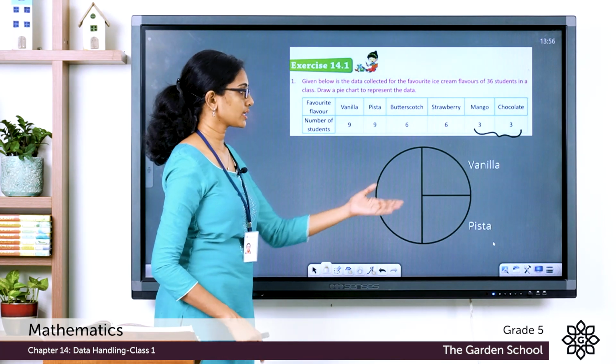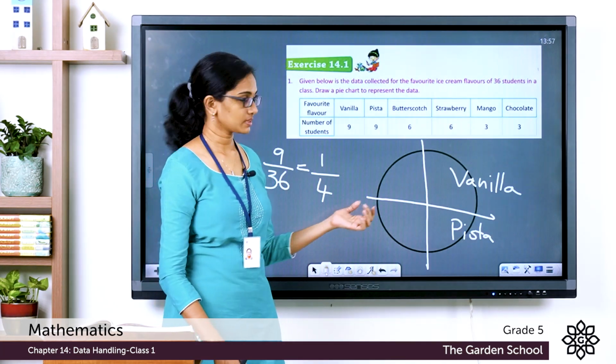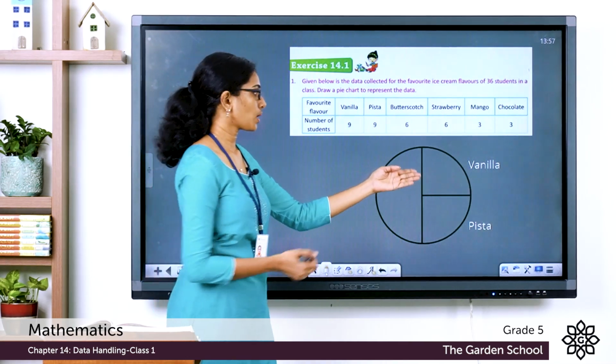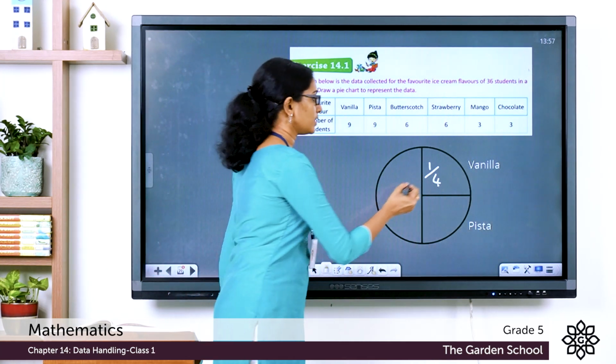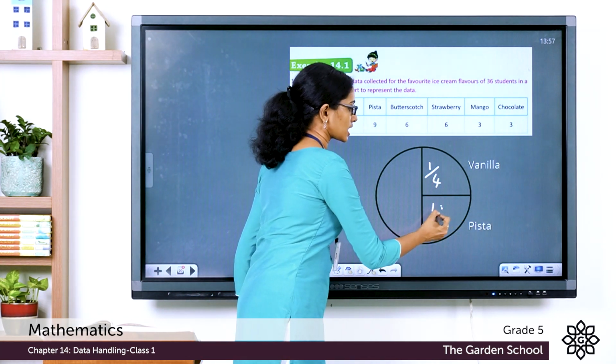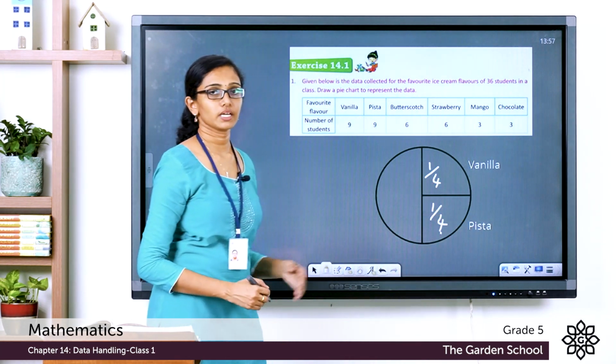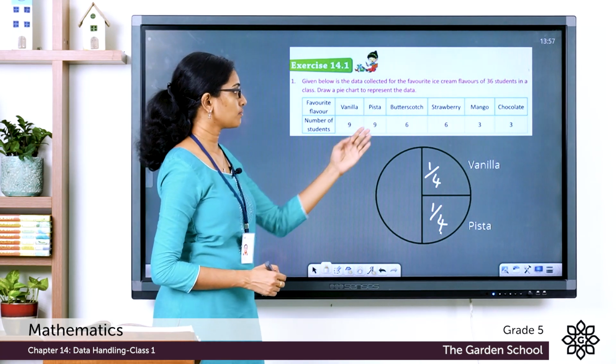So now we get something like this. Now this 1/4 corresponds to the number of students who like vanilla flavor and this 1/4 corresponds to the number of students who like pista flavor. Now let's have a look at the next one, butterscotch.